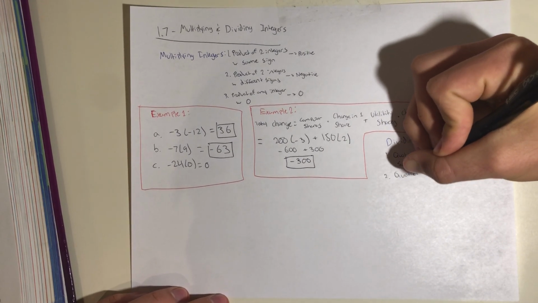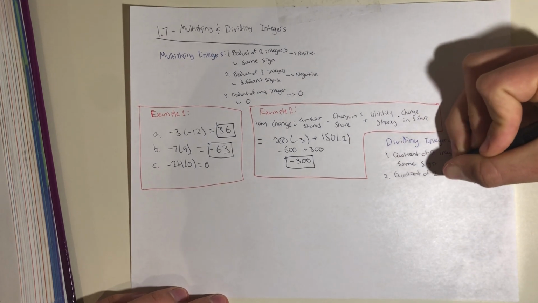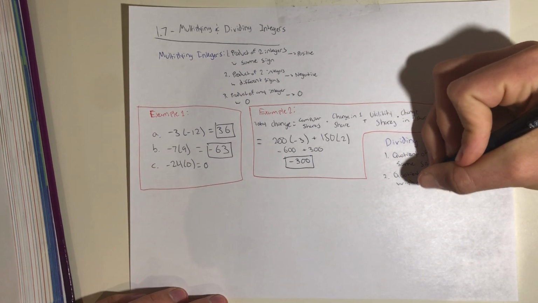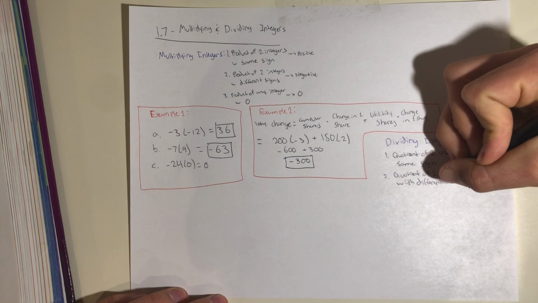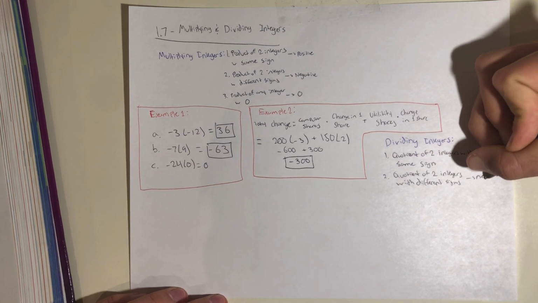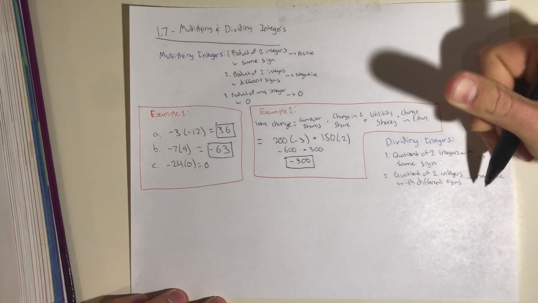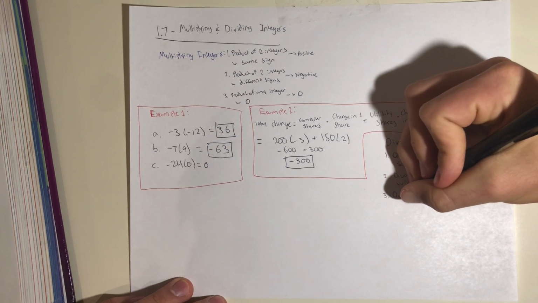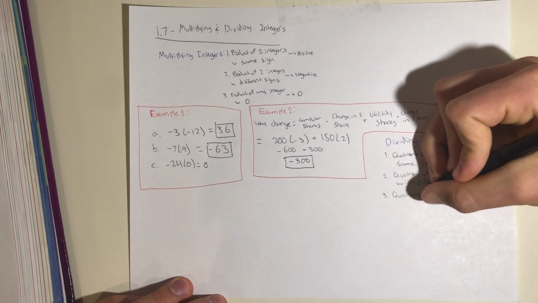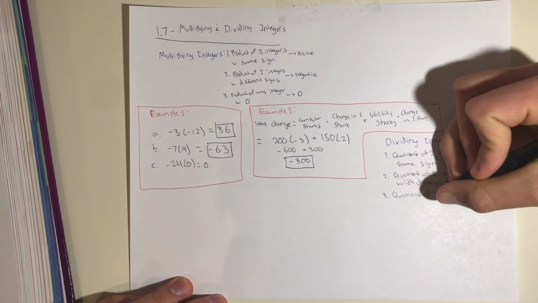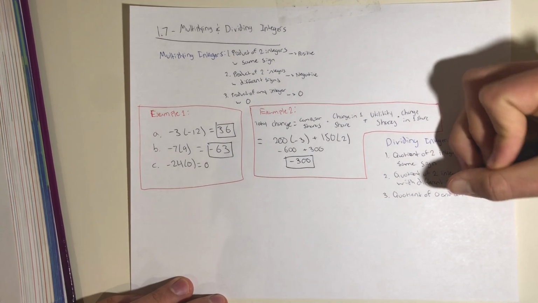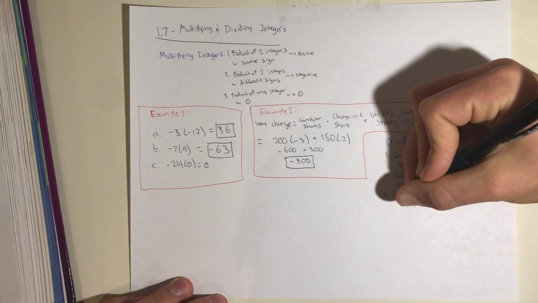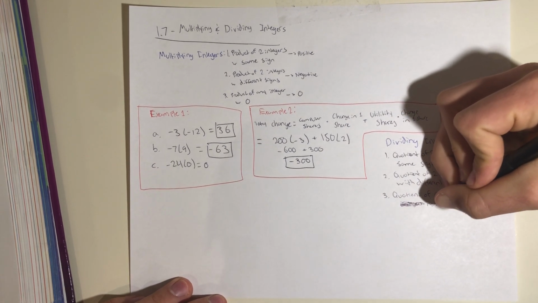The quotient of two integers with different signs is going to be negative. And the quotient of 0 and any non-zero integer will be 0.